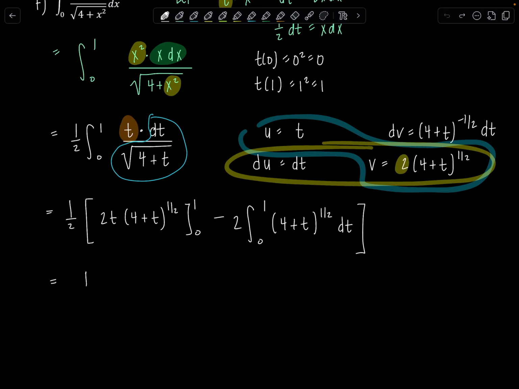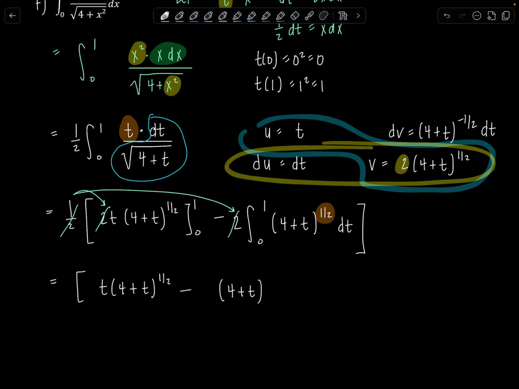Actually, no. Let me distribute that 1/2 through, because look. It's going to cancel with these 2's and just be gone from our lives. Great. So this is t times 4 plus t to the 1/2 minus, now look here, I'm going to add 1 to the exponent, divide by the new exponent, all the while just keeping 4 plus t together like one happy family. 3/2, 2/3, yes? And this all gets evaluated from 0 to 1. Wow, wow, wow. Love it.